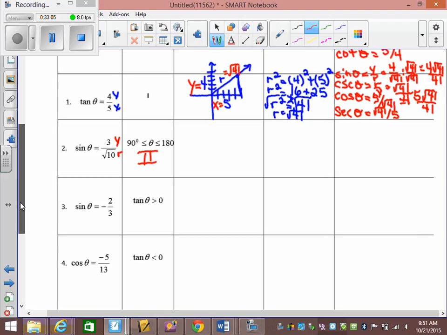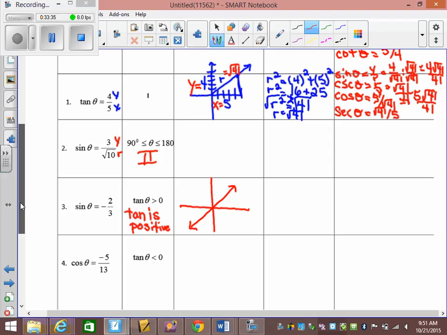When I give you tan is greater than 0, people are like, I don't know which one. Whenever it says tan is greater than 0, that's a fancy way of saying tan is positive. There are only 2 quadrants where tan is positive. Here and here. So then I get the fight. Well, that's 2. I need 1. Which one do I use?